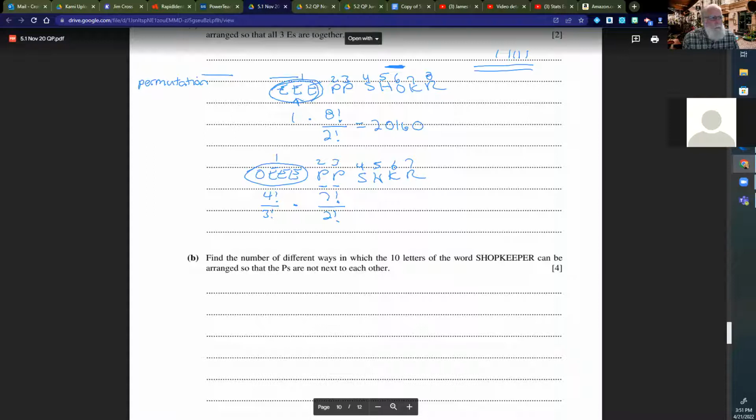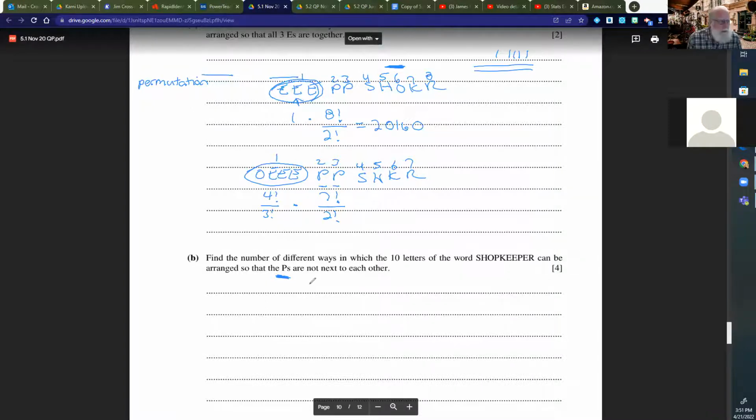Stars and bars. All right, so what are the stars? What are the bars? The bars are like the spaces that can. What are the bars in this case? The things that are separating my P's. Yeah. What are separating the P's? The letters that are not P. Exactly.